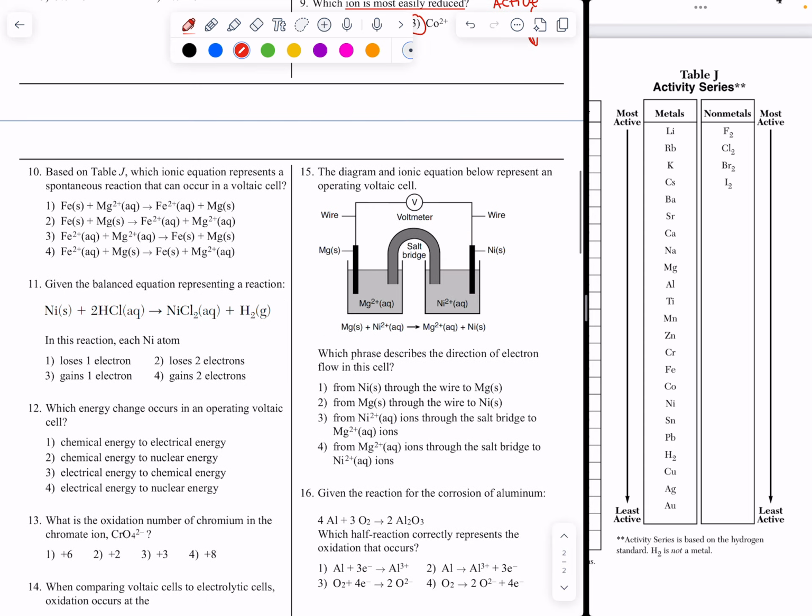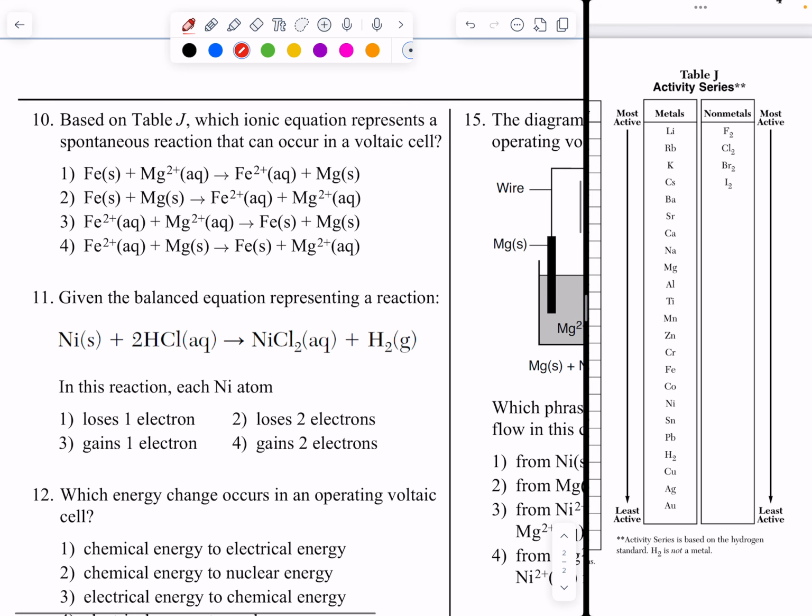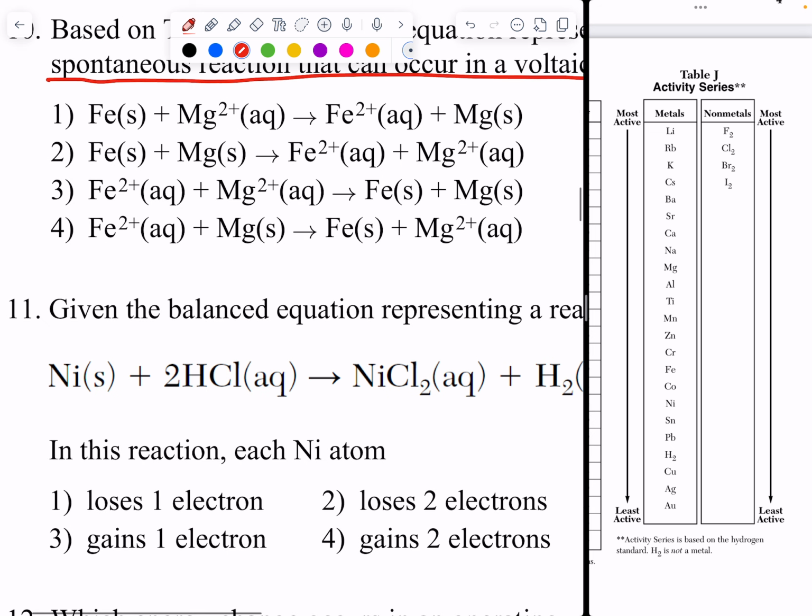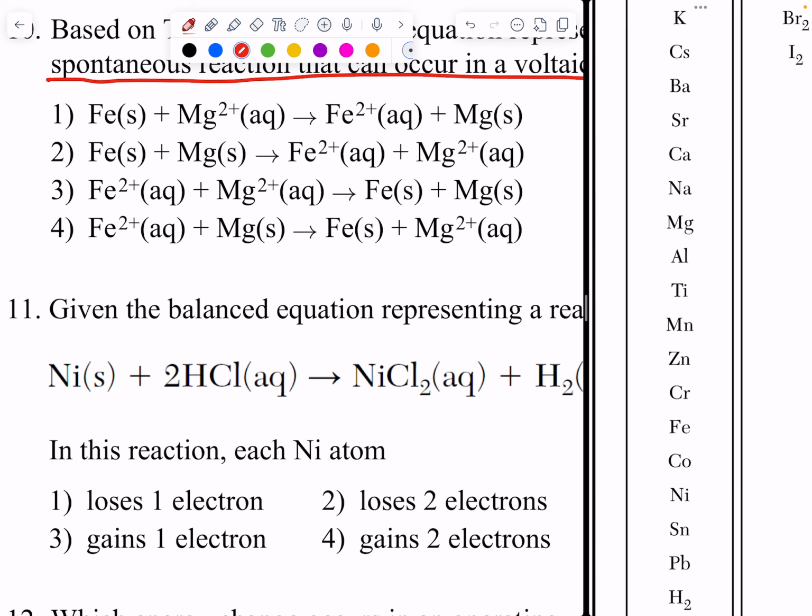Alright, number 10. Based on table J, which ionic equation represents a spontaneous reaction that could occur in a voltaic cell? So, we just talked about table J. Spontaneous reactions only occur in a voltaic cell, and that would be where the metal that is being oxidized is above the metal that's being reduced on table J. So thankfully we only have iron and magnesium. So we only have 2 options. So let's look at table J and try to find those 2.